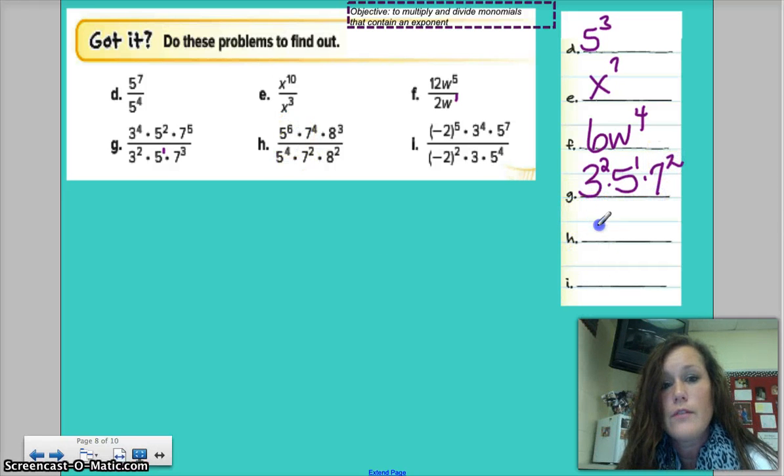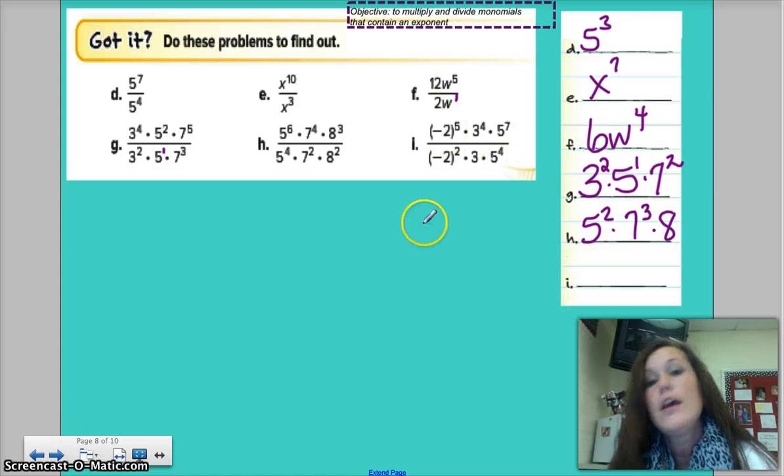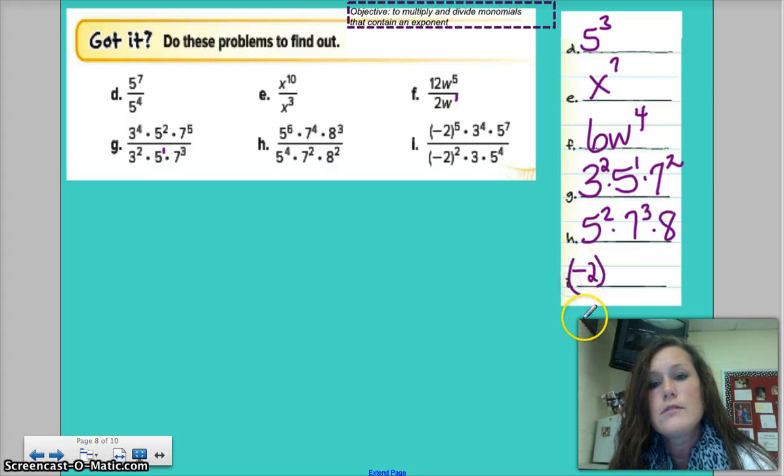H, you're going to have 5 squared times 7 to the 3rd times 8 to the 1st power, or just 8. And the last one, you're going to have -2, keep it in parentheses, to the 3rd power. It's okay if you didn't. Go ahead and add them on now if you didn't have them. 3 squared. Nope, that's a lie. 3 to the 3rd power, because this is a 1. So 3 to the 3rd power, and then 5 to the 3rd power.